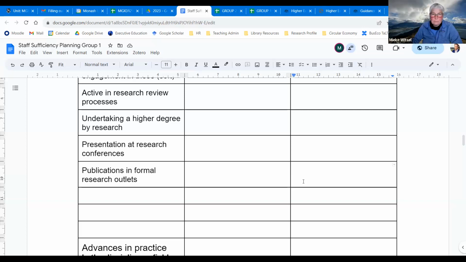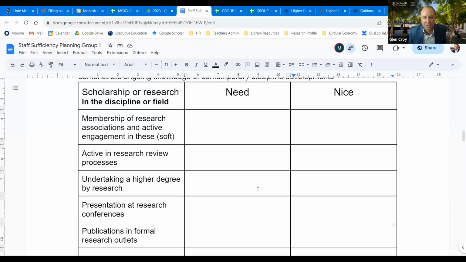All right. So what I want you guys to do is to think about what would be the plans for this institution, for the staff to both develop the needed elements, but also the nice elements as well. Before you do that, are there any questions that you have?